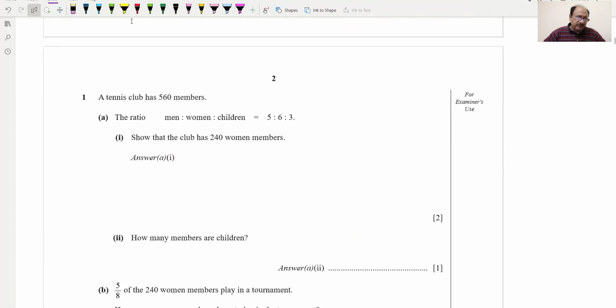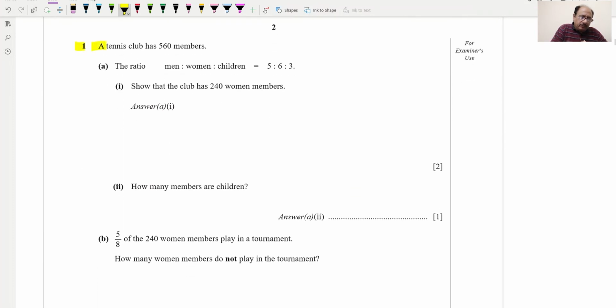Question number 1 says a tennis club has 560 members. The ratio between men, women and children is given. For the first part, show that the club has 240 women members. Women are in the middle, so it will be 6. First of all we will check the sum of ratios, which is 5 plus 6 plus 3, so 14.